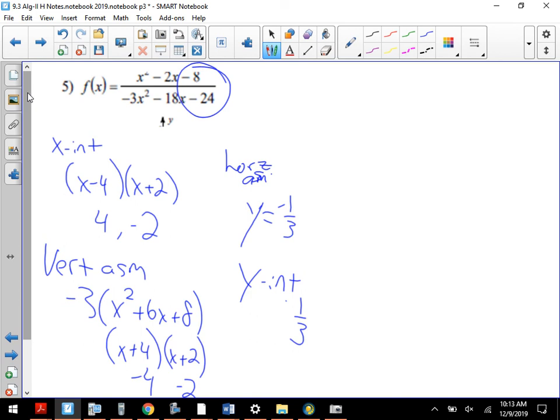Log x equals 2. So your vertical asymptote will be at 5.